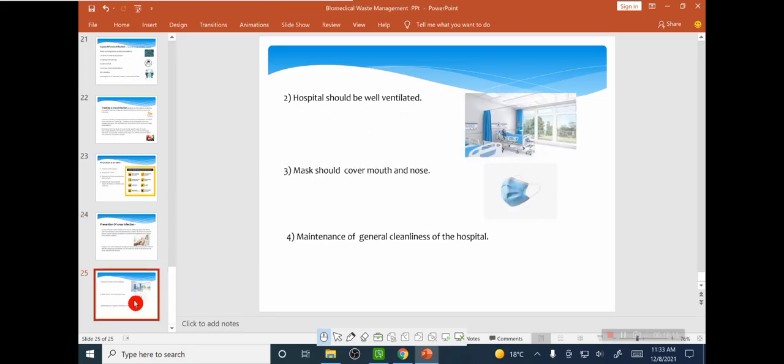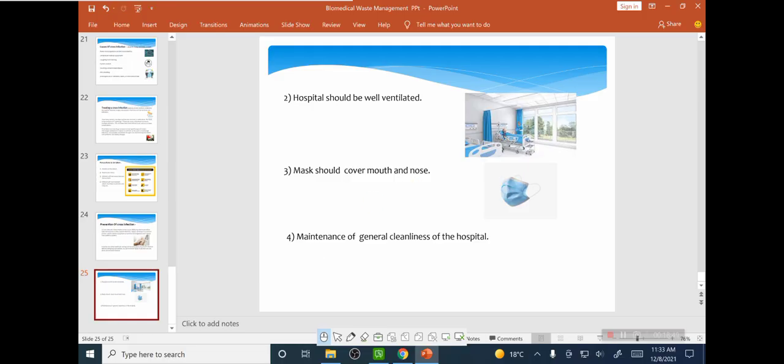And after that, the hospital should be fully ventilated. As you can see in the diagram, hospitals should be fully ventilated, proper space between the beds should be available, and proper aseptic techniques should be followed by the medical staff. And in the hospital, masks should be worn in infectious areas; masks should be compulsory for our medical practitioners and for our patients as well.